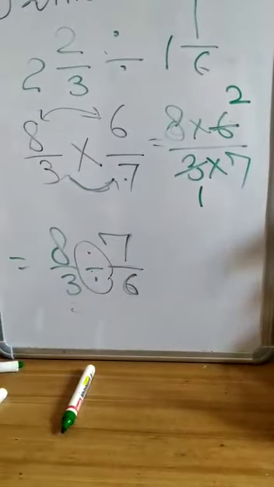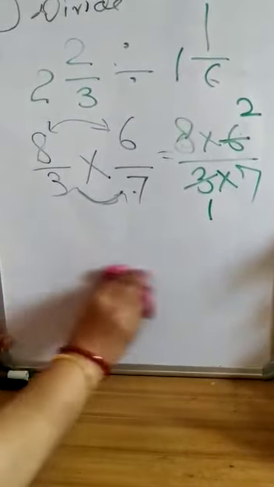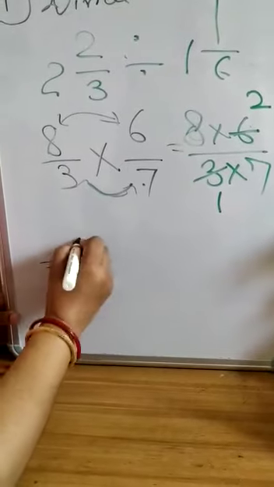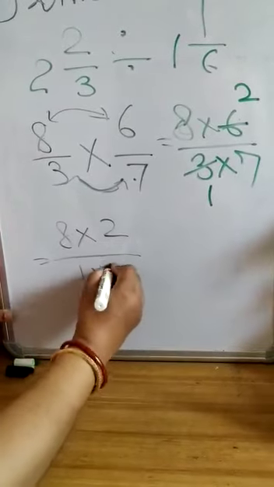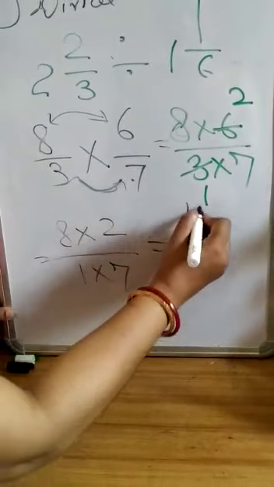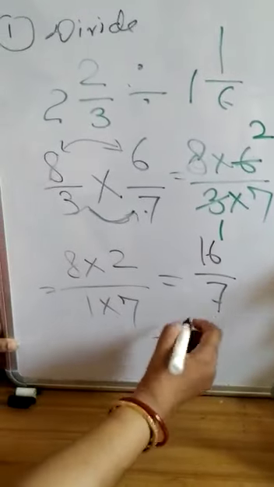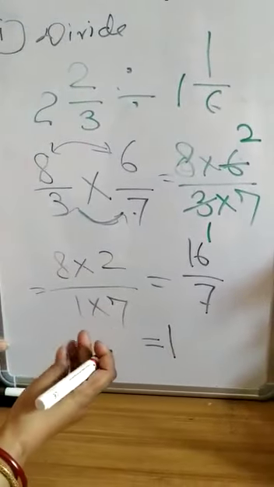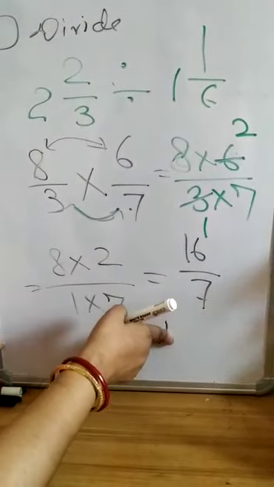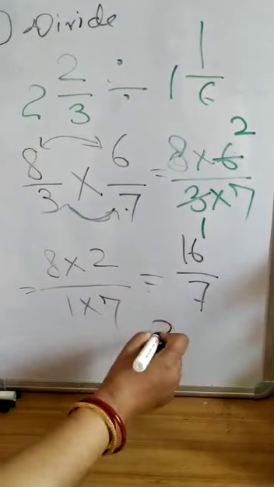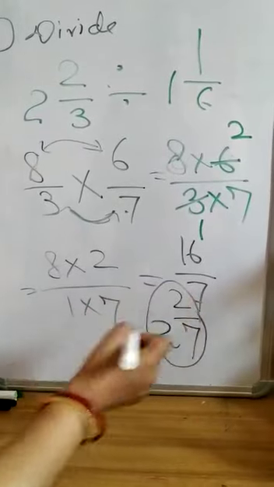So here it is equal to 8 into 2 by 1 into 7, which equals 16 by 7. Now it is an improper fraction, so I am going to convert it. 7 ones are 7, 8, 9, 10, 11, 12, 13, 14, 15, 16. And 7 twos are 14. So here it will be 7 twos are 14, 2 and 2 by 7. So the answer is 2 2 by 7.